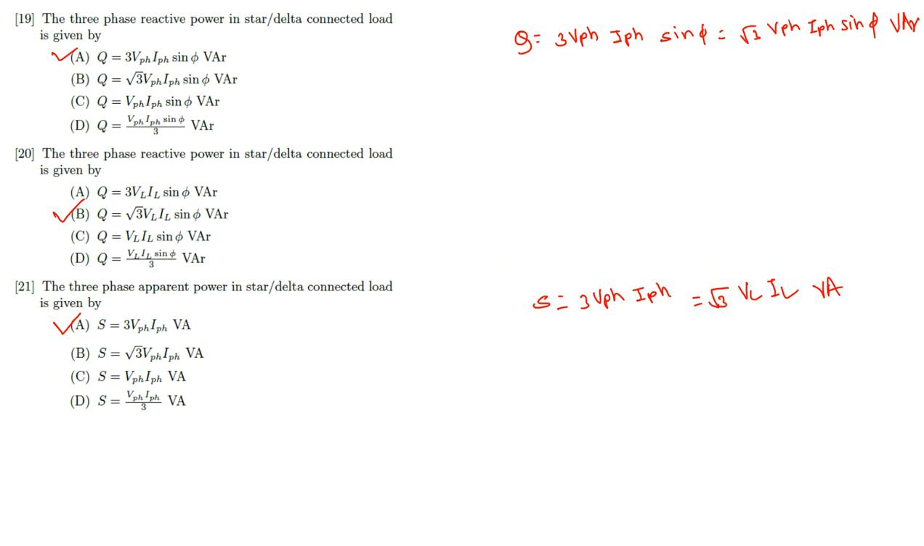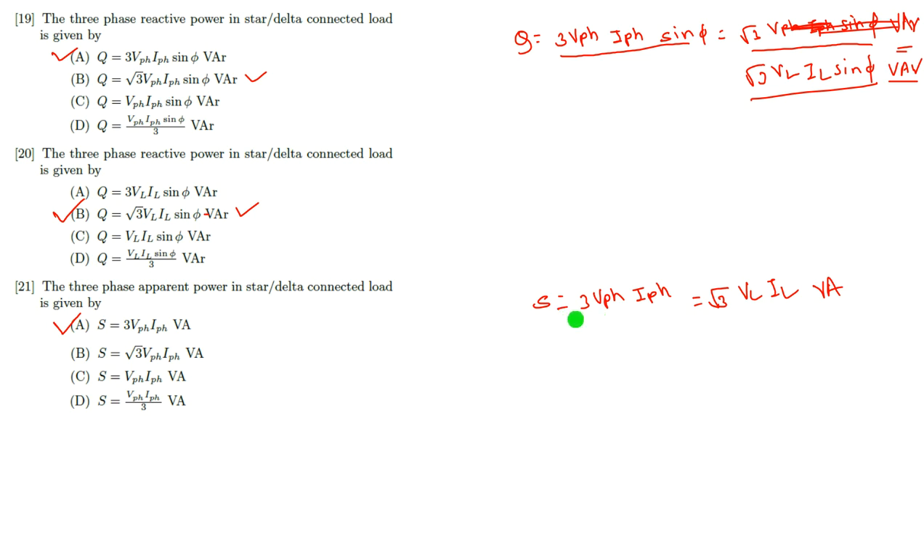Similarly, reactive power, whether it is star or delta, is 3 VPH IPH sin phi. Sorry, this is wrong. If it is in line form, it is root 3 VL IL sin phi. So this is the correct one. And the unit is volt ampere reactive.